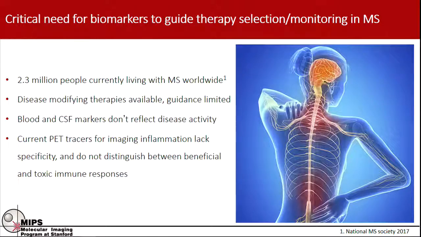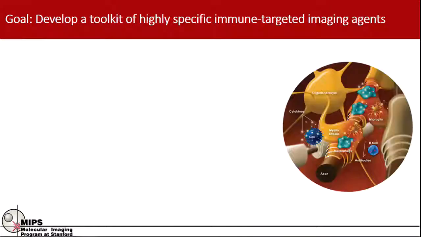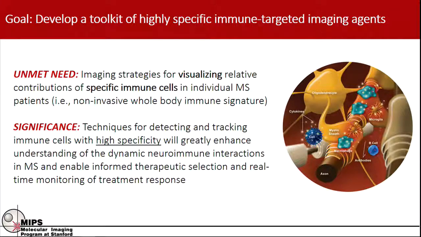And current PET tracers that we have for imaging inflammation, which I've already talked about, lack specificity and can't necessarily tell the difference between beneficial and toxic immune responses. So I think there is this unmet need and something that imaging can really help out with, potentially with trying to visualize the relative contributions of different specific immune cells in this disease. And I think this can help us not only with image guiding the therapy, but also in just understanding more about the spatial temporal dynamics of these cells in this disease.